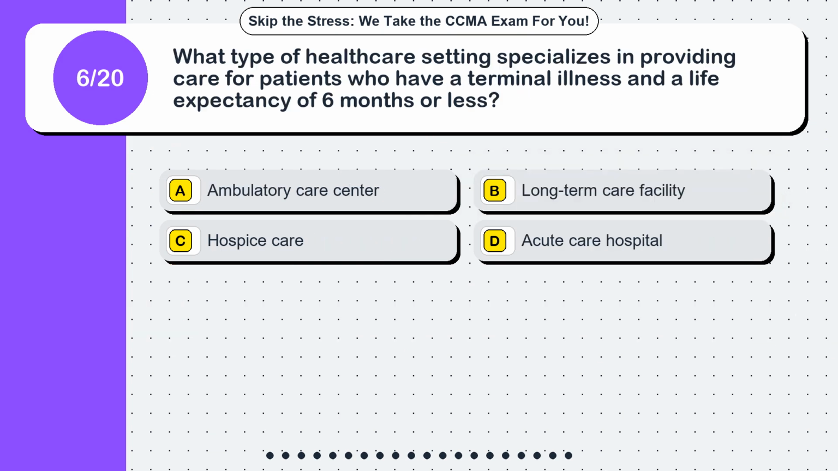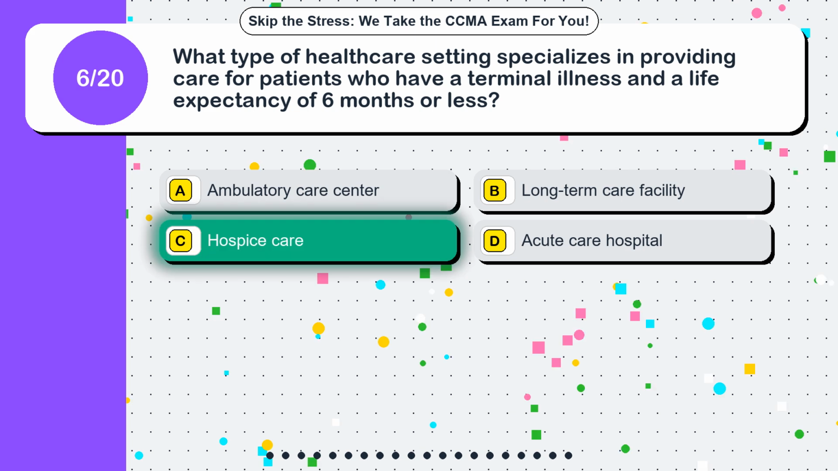Question 6. What type of healthcare setting specializes in providing care for patients who have a terminal illness and a life expectancy of 6 months or less? Option A, ambulatory care center. Option B, long-term care facility. Option C, hospice care. Option D, acute care hospital. The correct answer is option C, hospice care.